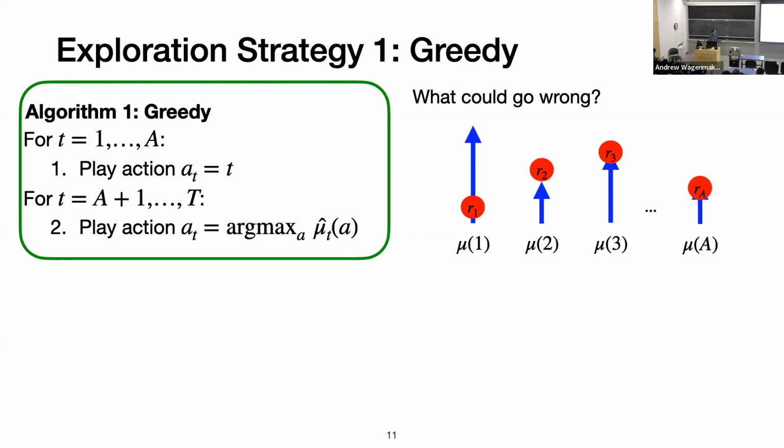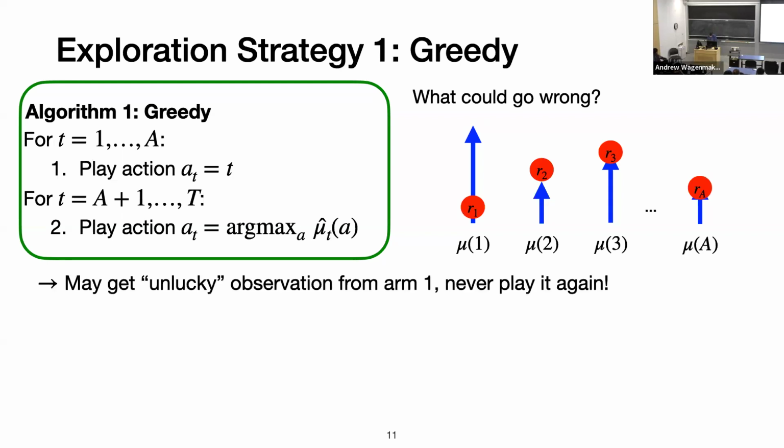Now, if I end up with an unlucky draw, what will happen? Well, I will basically never pull arm one again. Unless I get really lucky again, which is probably not going to happen, I will always be stuck not pulling arm one, because I got that one bad observation from it, so I think it's just not good. So maybe I end up pulling arm three or arm two for the rest of time, but I never return to arm one.